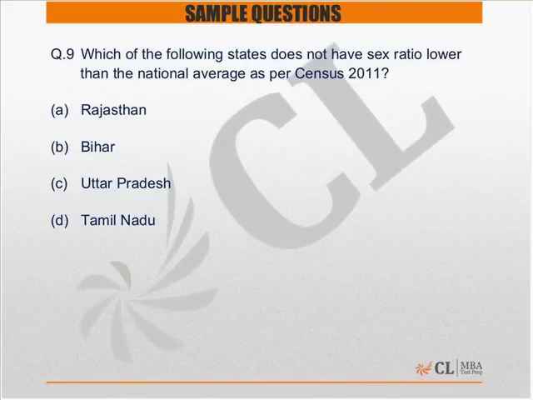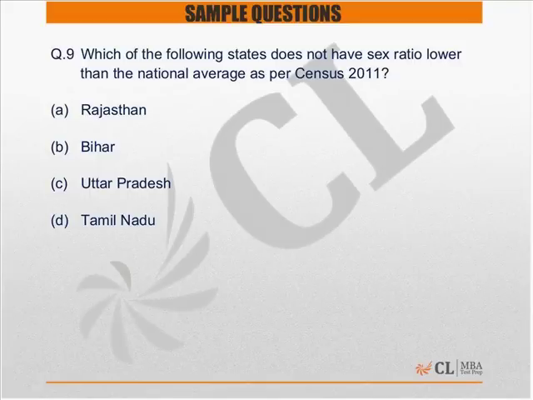Let me tell you a little more about this sex ratio. According to Census 2011, the last estimate report, India's sex ratio is 940. Rajasthan is 926, Bihar 916, Uttar Pradesh 908, Tamil Nadu 995. Means Tamil Nadu has its sex ratio above the national average.